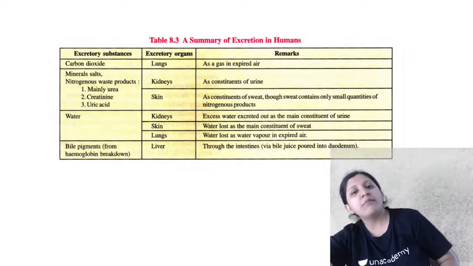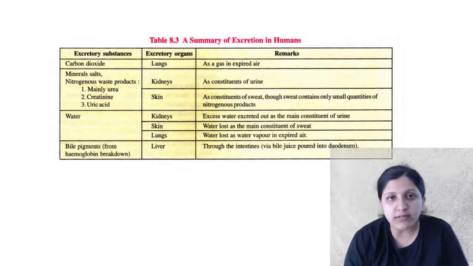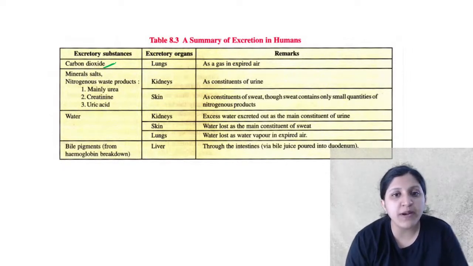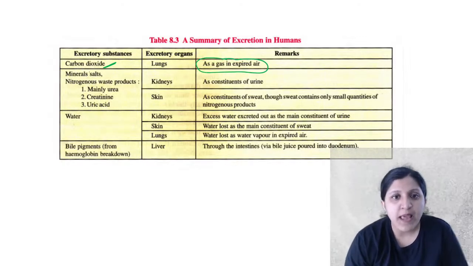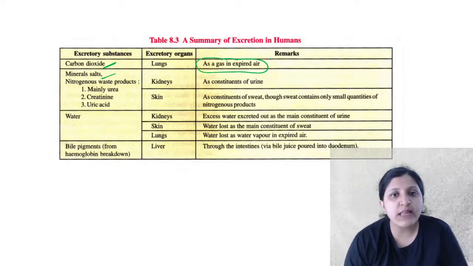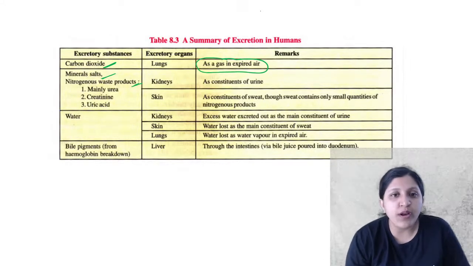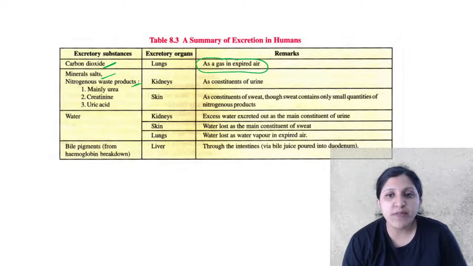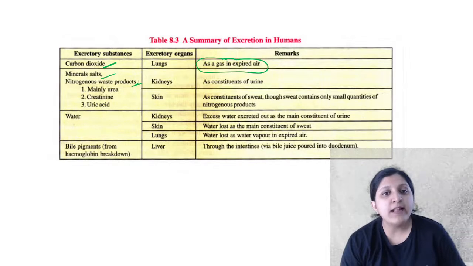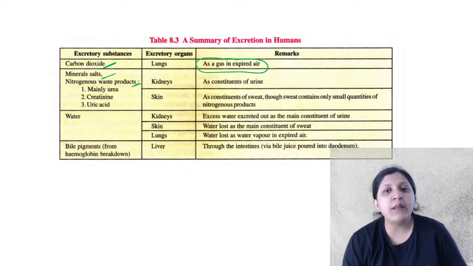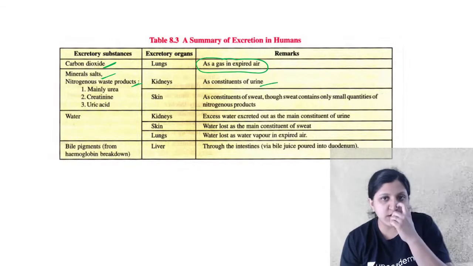All right, so when we mention excretory organs, there are the lungs. Through the lungs only, the carbon dioxide removal is done, as a gas in expired air. Then there are mineral salts and nitrogenous waste products, which are removed by the kidneys as constituents of urine: mainly urea, creatinine, and uric acid. These can be removed through the kidney, and to some extent the skin also.